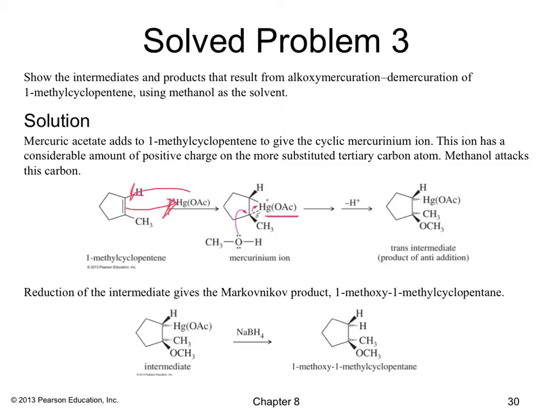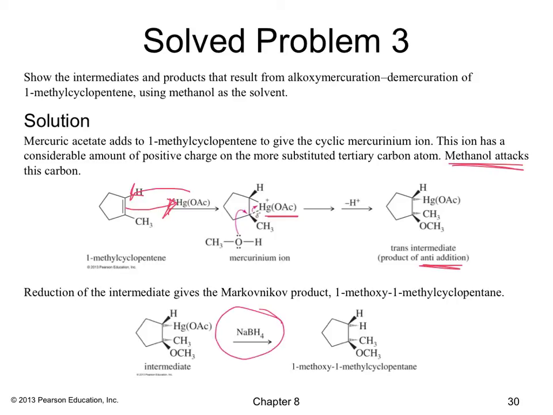And then you have attack of the alcohol. Methanol is the solvent. That will attack the more hindered side, having the HgOAc go on the least hindered side. It's a trans intermediate because it's attacking from the opposite side of where the mercurinium ion is. So it's an anti-addition. Then you have removal of the H from the alcohol. That was our methanol that was attacking, so you generate the product.